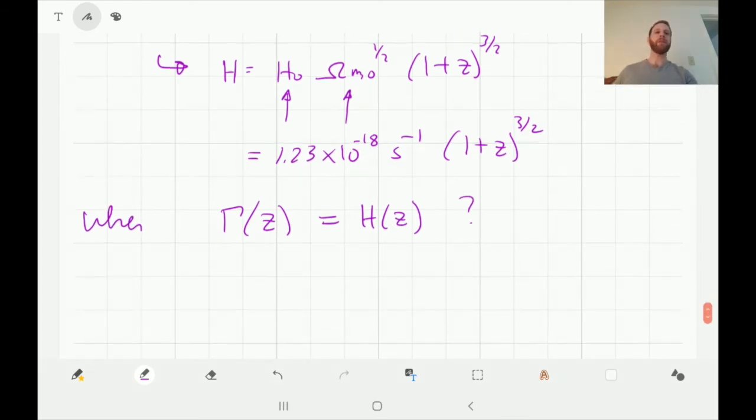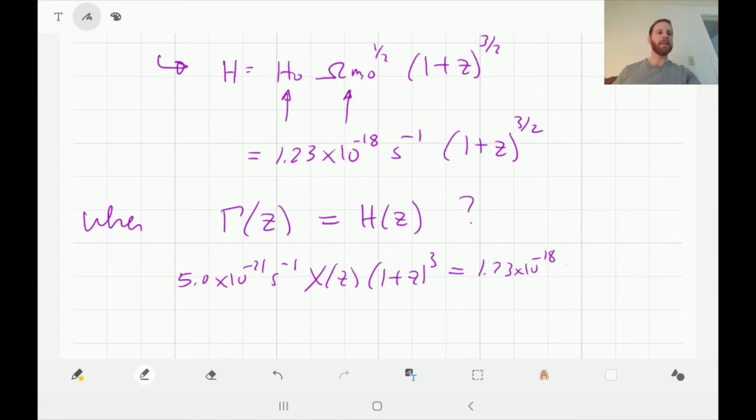Okay, what that means is you'd compare the number that we showed up top; gamma involves the redshift. Should I bother writing these things down? Sure, why not? 5.0 times 10 to the minus 21 seconds times the fractional ionization as a function of z, times 1 plus z cubed, that is equal to 1.23 times 10 to the minus 18 inverse seconds times 1 plus z to the 3 halves.